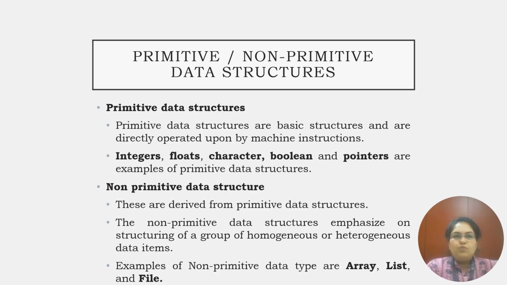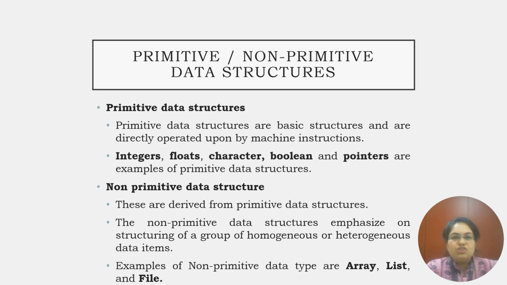So first of all, we will learn about primitive and non-primitive data structures. Primitive data structures are basic structures that are directly operated upon by machine instructions. We can say that a primitive data structure is a fundamental type of data structure that stores data of only one type. Integer, float, character, pointer are examples of primitive data structures.